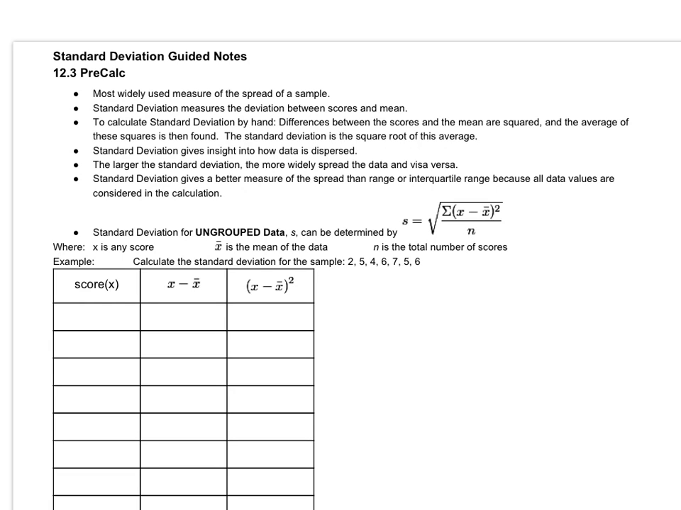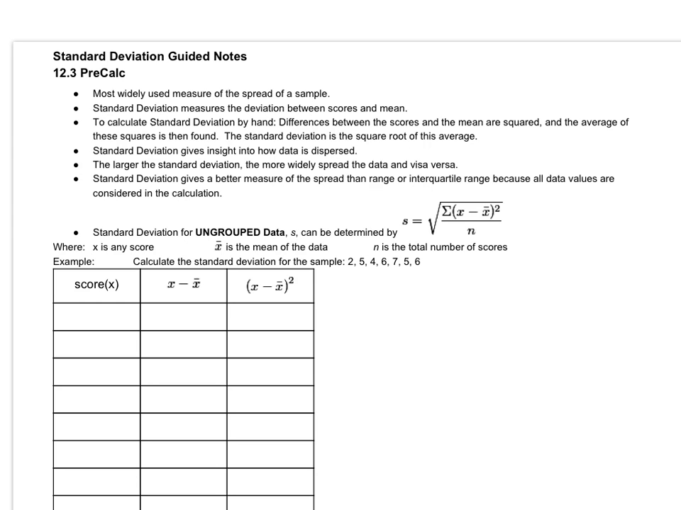Hi guys, here we're going to do some notes on standard deviation. Basically, standard deviation is one of the most widely used ways to measure the spread of a sample. What standard deviation does is it compares every single point of the data to the mean, which is important because it uses every single point of the data set in its calculation. So people like it a lot more than the interquartile range and some of those other measures that measure spread of data.